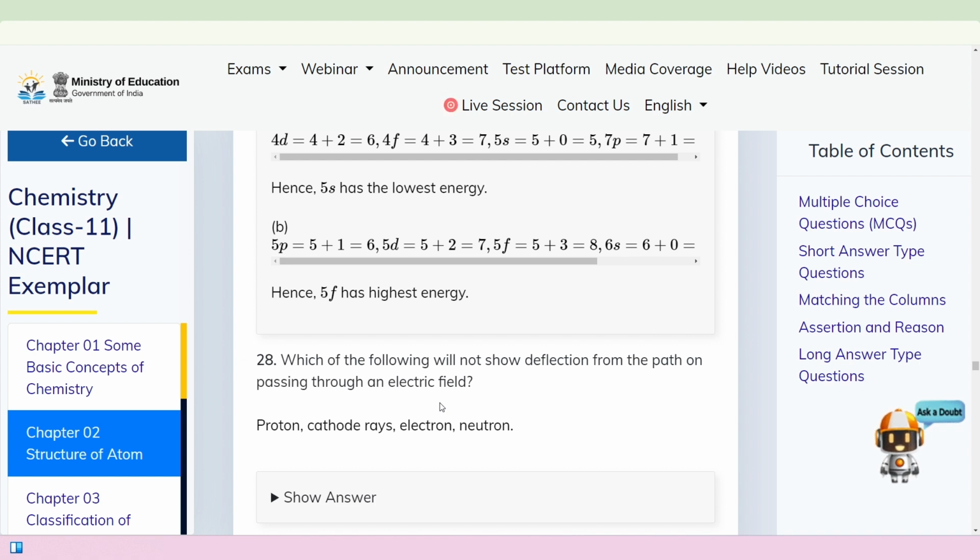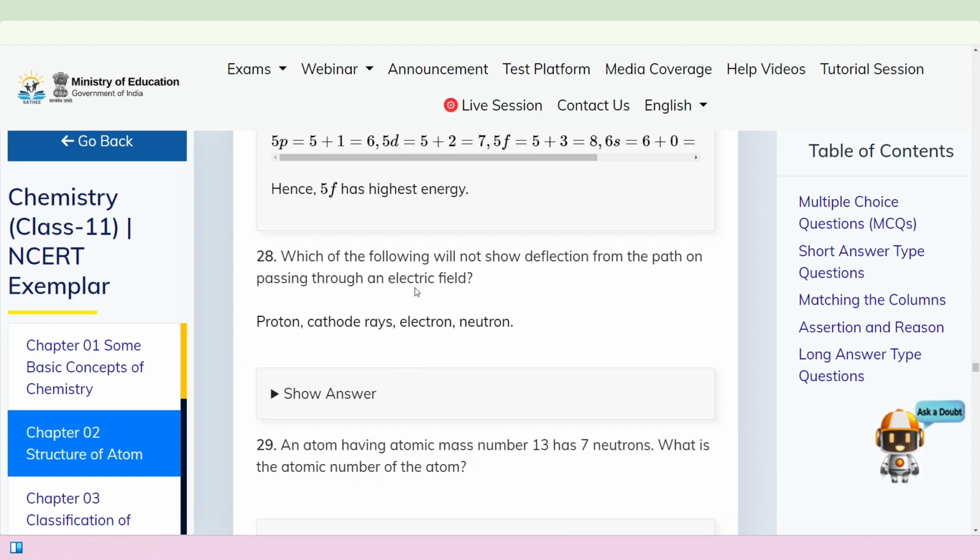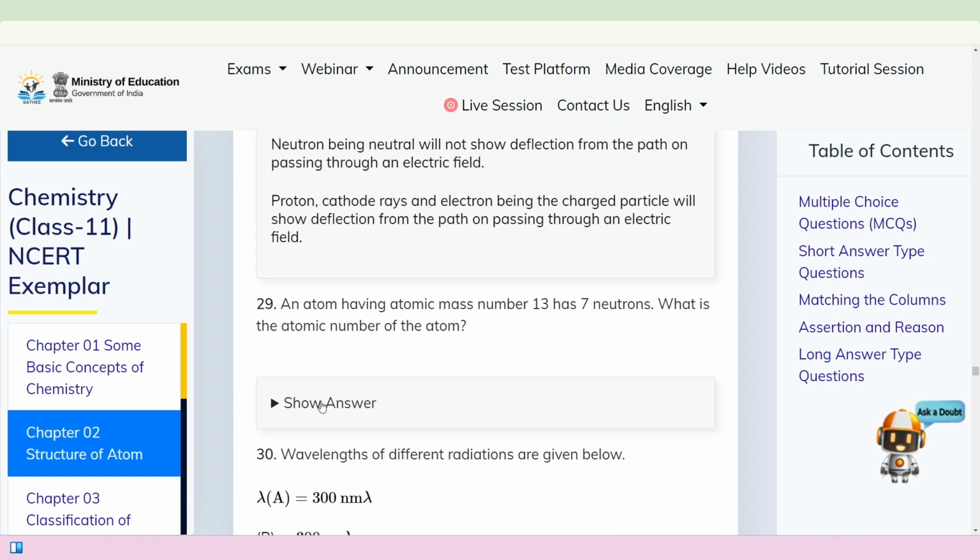Clear? Okay. Next question: which of the following will not show deflection from the path on passing through the electric field? The one which has no charge will show no deflection. So proton, cathode rays, electron, neutron. Proton is carrying a positive charge. Cathode rays are electrons, so they have a negative charge. Neutrons are neutral. So neutron is the correct option.